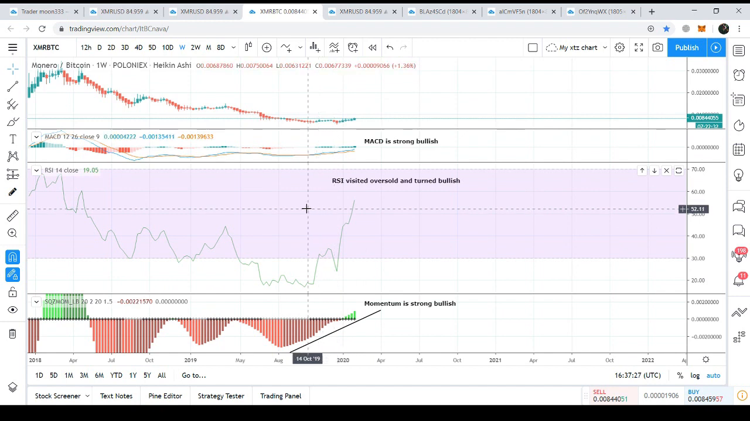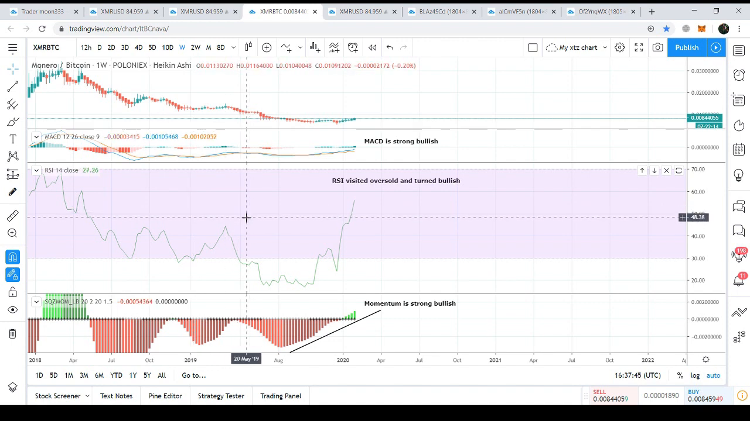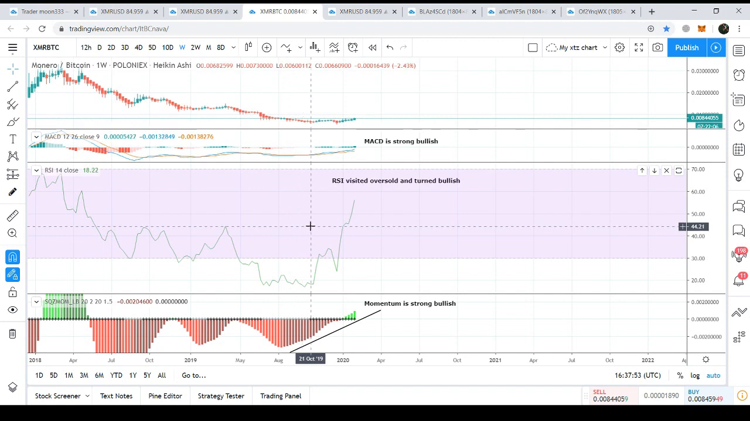And here, if we look at the relative strength index, the RSI indicator, the oscillator, we can see it first entered the oversold zone in December 2018. After that it moved up, and again entered oversold in January 2019. After that it entered the oversold zone again in May 2019. And for a long time it has been moving in the oversold zone, and then moved up.